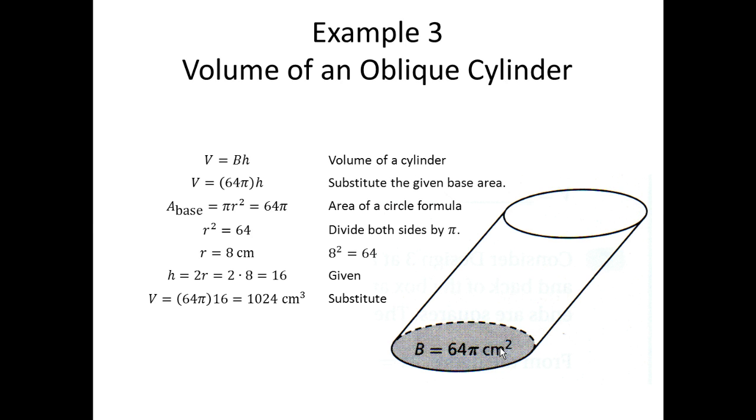What they told us is that the height of this cylinder is exactly twice the radius of the base. So the height of this cylinder is 16 centimeters. I just substitute that into my formula for the volume, which is the area of the base times the height. Remember that the area of the base was given to us as 64 pi units, and the height we just calculated is 16 units. So I get that the volume of this oblique cylinder is 1024 pi centimeters cubed.